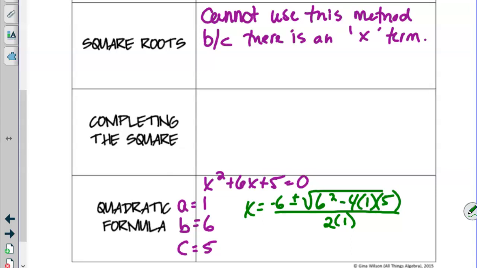Alright, what is 6 squared minus 4 times 1 times 5? 16. Good. Now we're going to have negative 6 plus or minus the square root of 16 all over 2. What is the square root of 16? 4. Now we have negative 6 plus or minus 4 over 2. Make sure if you take the square root, you don't keep writing the radical sign.